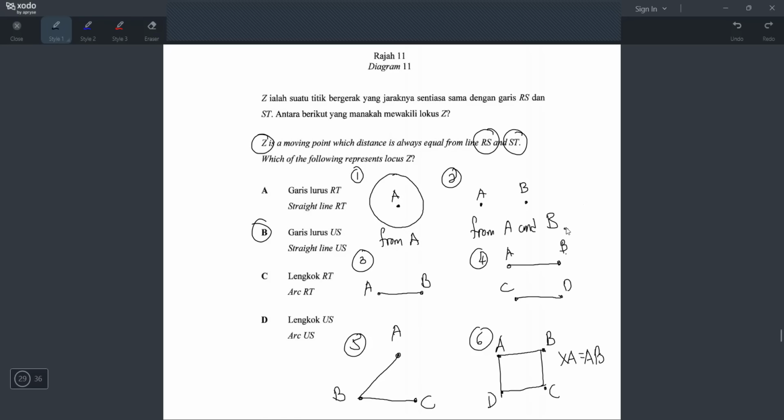So if they say from A and B, what you do is you will potong half, potong middle. If they got two points, potong middle. But if the points are like this, then you potong like this, right? Just cut it in the middle.